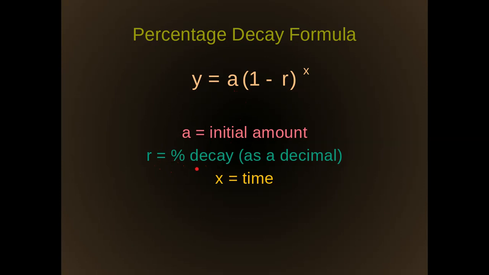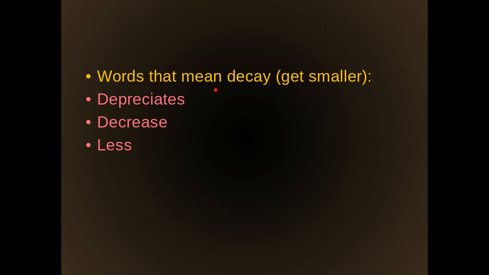If your rate is given as a percent of decay, we need to make sure that we write that percent as a decimal, so move the decimal 2 places to the left. And then the x in the exponent, that's going to be represented by the amount of time or time periods. In addition to the word decay, you might see other words in these problems that represent decay, or that the amount is getting smaller. You might see words like depreciate, decrease, or less. So make sure you look out for those words that indicate you're working with exponential decay.